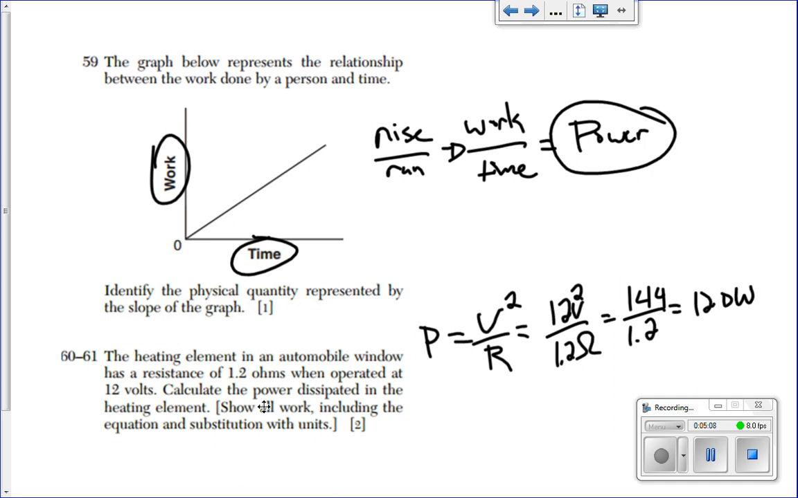Do we show all work? Yes, we do, including the equation. We got the equation, substitution with units, unit, unit, unit. We're good to go. 2 out of 2.